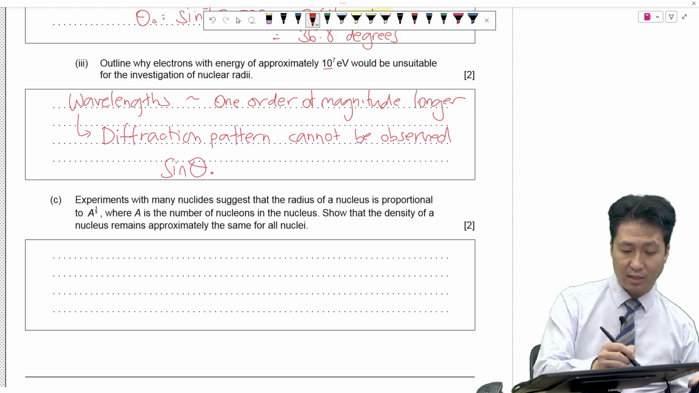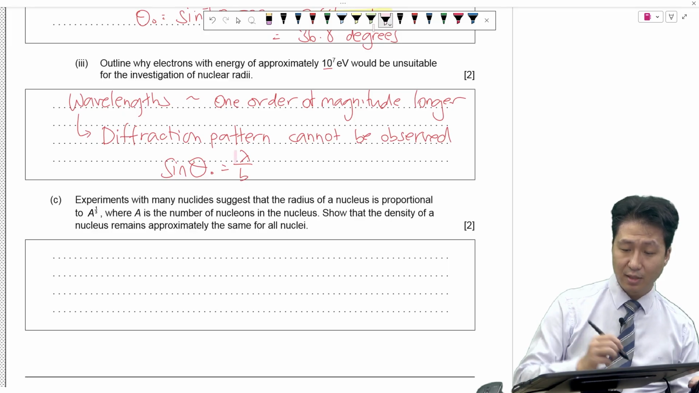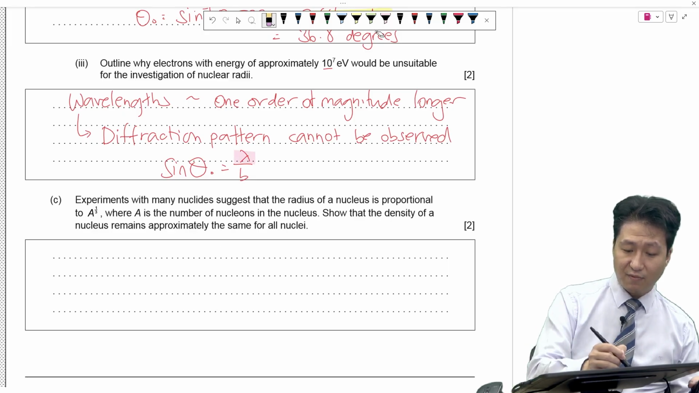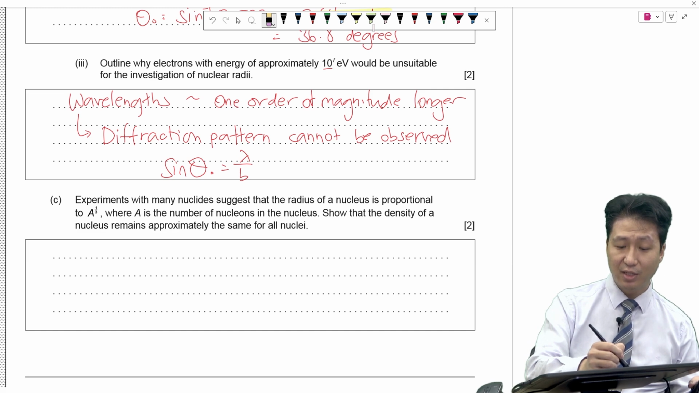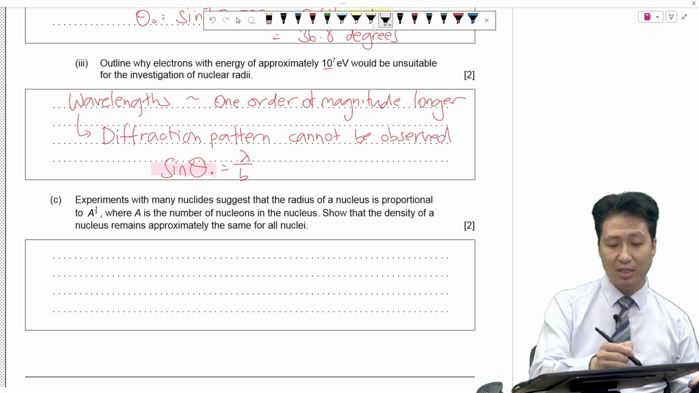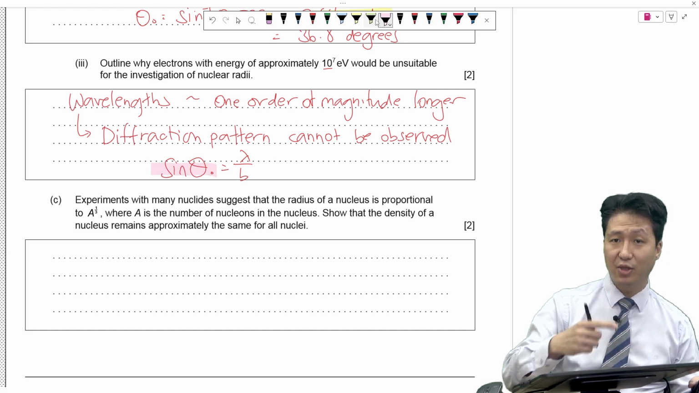Recall that sine of the angle to the first minimum should equal to the lambda over the size of the nucleus. If this wavelength is bigger than the size of the nucleus, you get a value bigger than 1, which means you do not get a first minimum within 90 degrees.